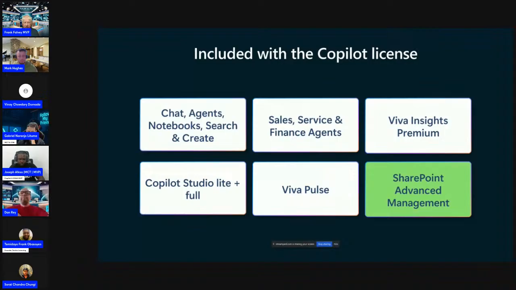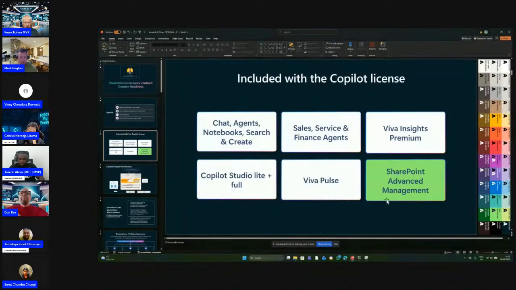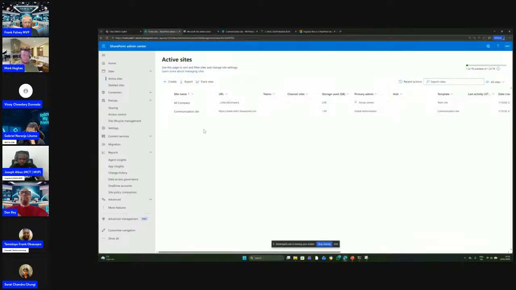So even if you have E3, E5, and one Copilot license, you have access to SharePoint Advanced Management in full, which is fantastic as a SharePoint administrator. I just want to pop out into the product itself. So as long as you have that Copilot license and you have the SharePoint administrator role, you can access all of these SharePoint advanced management capabilities.